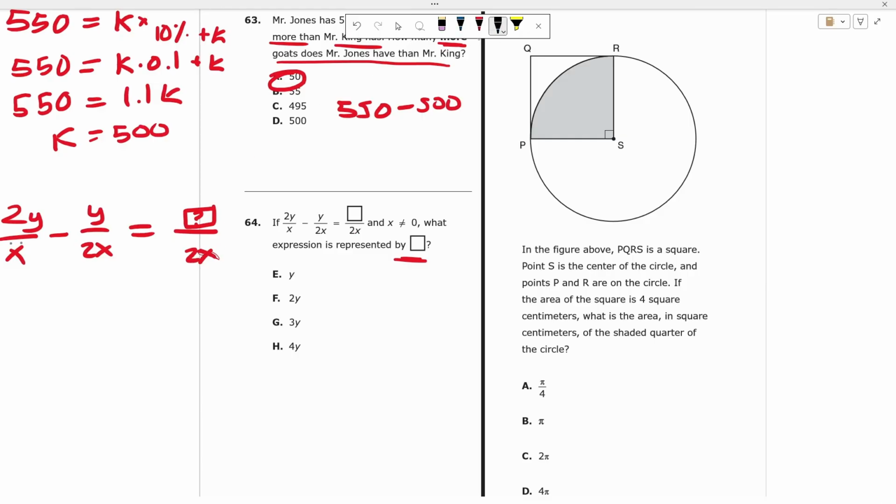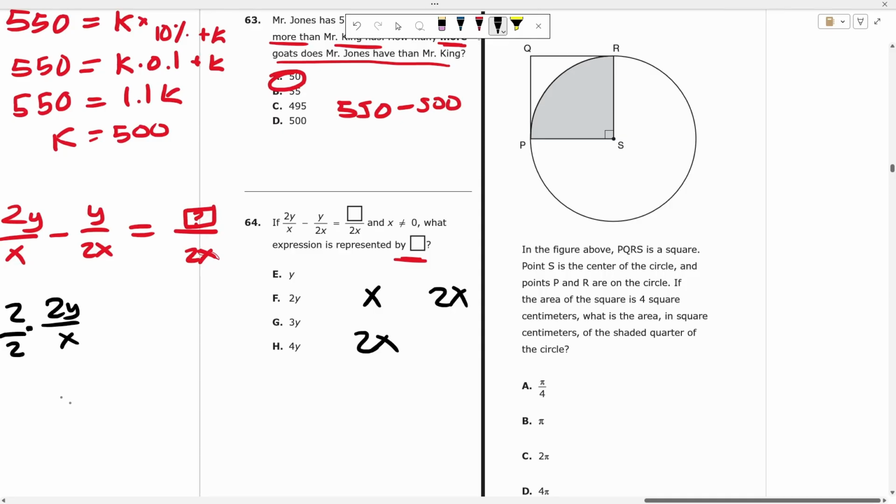So in this case, what's the lowest common denominator between x and 2x? Well, it's going to be 2x, right? I can turn x into 2x, and boom, that's the lowest common denominator. So how do I turn 2y over x to have 2x as its denominator? We just multiply the top and bottom by 2. And now you're left with 4y over 2x minus y over 2x. And this is equal to an unknown value over 2x.